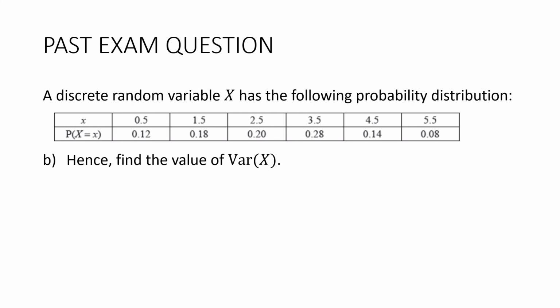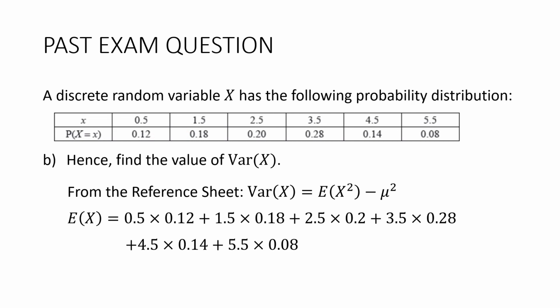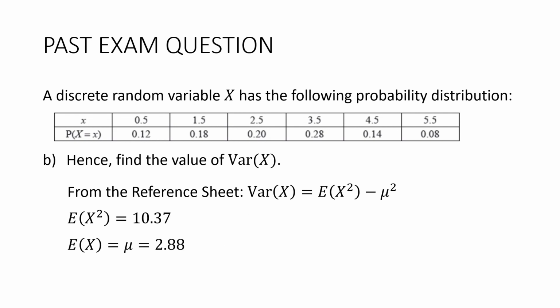Part B, hence find the value of the variance of x. So we're going to use this formula from the reference sheet because we just worked that out in Part A. So E(x squared) take away mu squared. This part we don't know the expected value of x, so let's work that out. Remember, it is x times the probability and add them all up. So E(x) is going to be equal to 2.88. And so our variance is going to be 10.37, we worked that out in Part A, take away mu squared, which gives us 2.08.